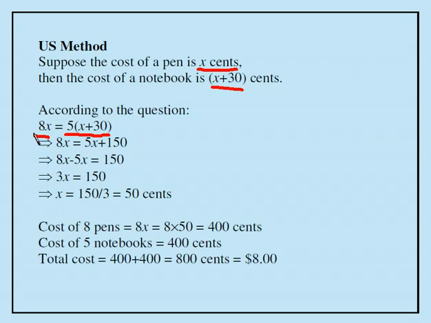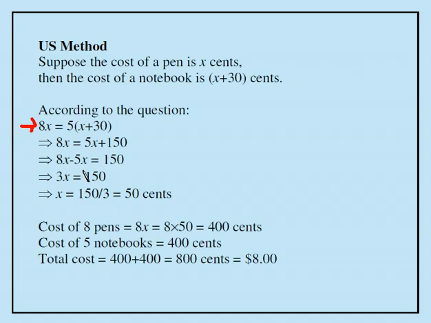Note here, 8x is the cost of 8 pens, and 5 times (x plus 30) is the cost of 5 notebooks. They must be equal because that's what the question says. All we need to do now is solve this equation, which doesn't look terribly bad. It's a pretty simple equation. So what we did here is 8x is 8x. On the right hand side, I distributed 5 over x plus 30, and I got 5x plus 150.